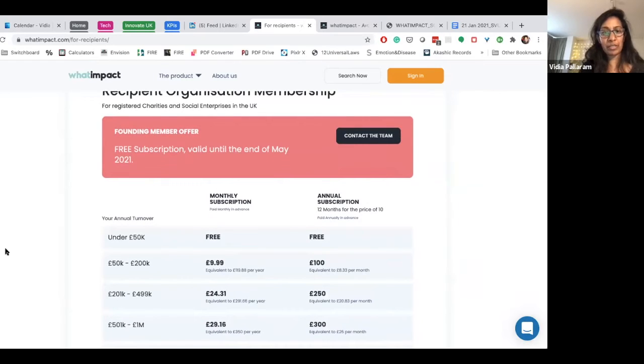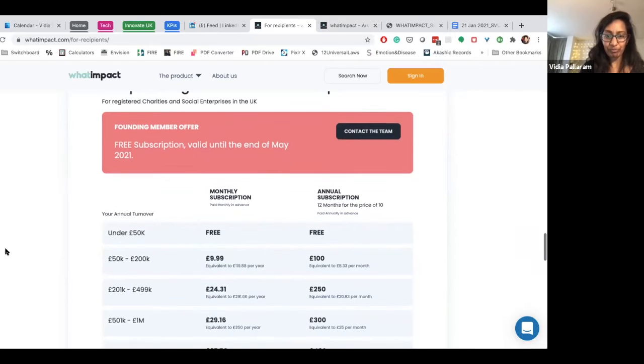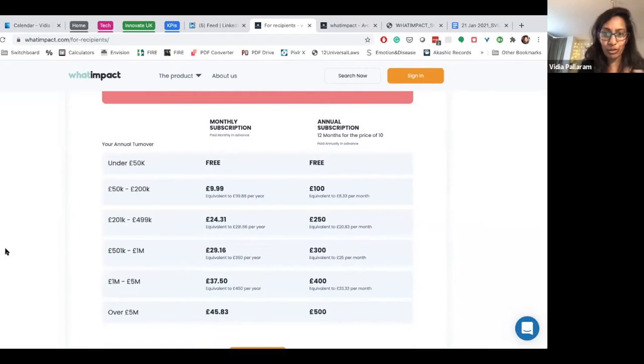I should point out at this point that for charities and social enterprises, it's free until the end of May. We're really encouraging people to sign up onto the platform, trial it, just have a go. And for companies and grant makers, it's free until the end of March 2021. So really, you've got nothing to lose by trialing this platform.